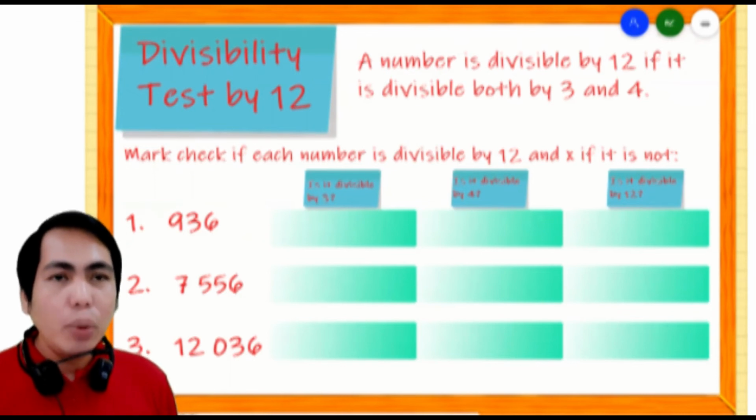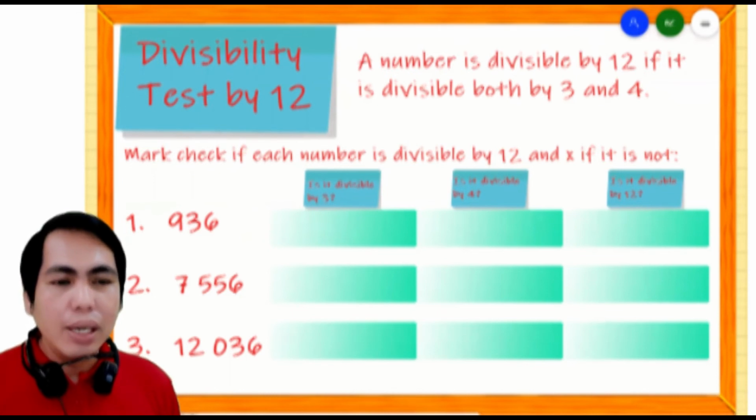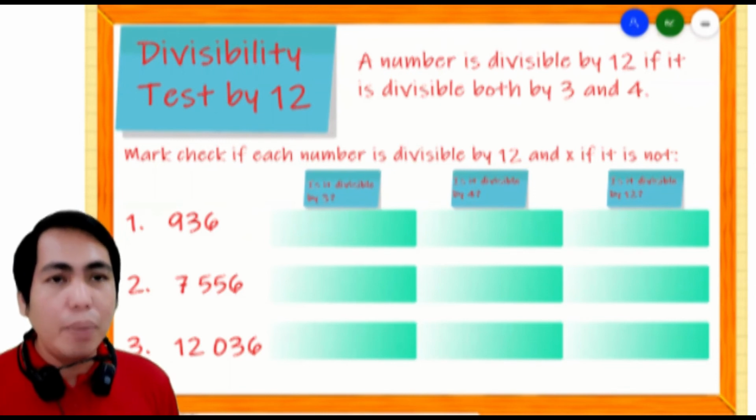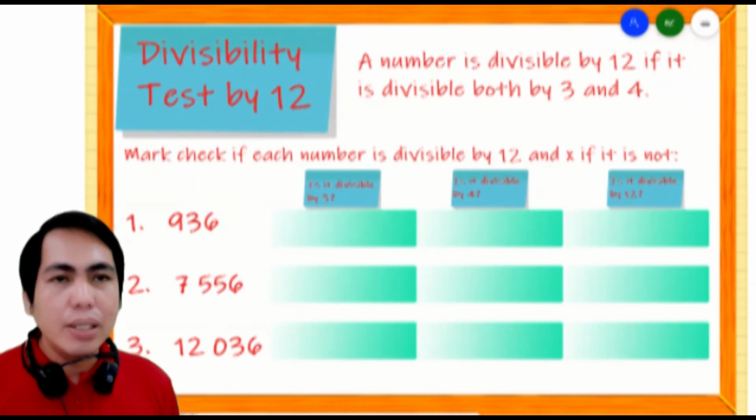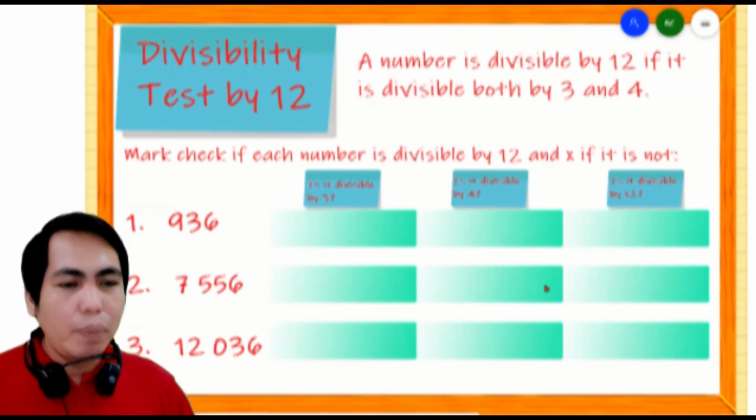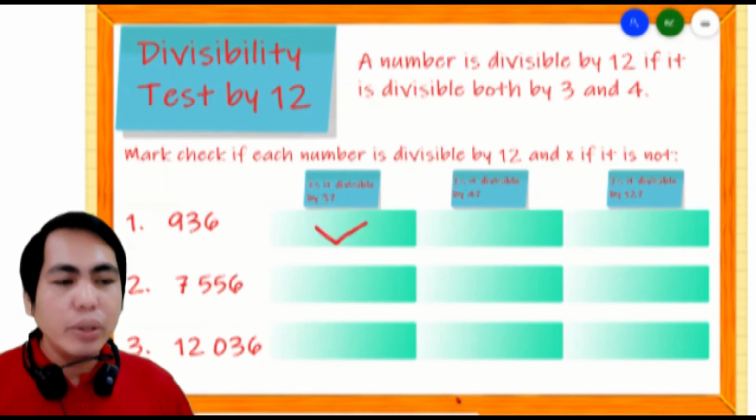936. So we have to identify first whether 936 is divisible by 3. According to the divisibility rule by 3, a number is divisible by 3 if the sum of all its digits is divisible by 3. So we have to add 9 plus 3 plus 6. 9 plus 3 is 12 plus 6 is 18. And 18 is divisible by 3. So therefore, 936 is divisible by 3. So this is a check.